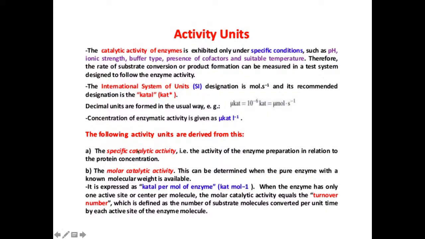There are two types: specific catalytic activity and molar catalytic activity. The specific catalytic activity deals with the activity of the enzyme preparation in relation to the protein concentration. Whereas the molar catalytic activity is determined when the pure enzyme with known molecular weight is available. It is expressed as katal per molecule when the enzyme has only one active site or center per molecule. So the molar catalytic activity equals the turnover number.